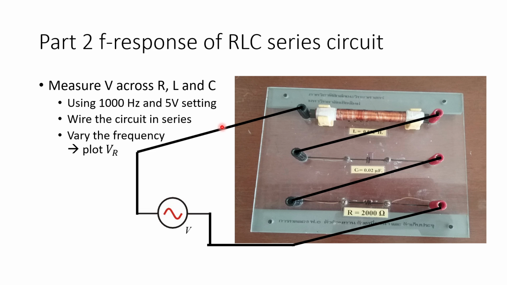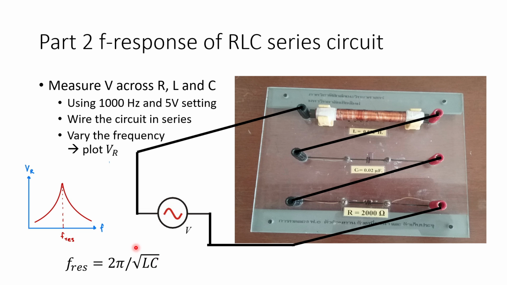And on the second part, measure the voltage across R only this time. You start with the same setup as previous, and then change the frequency to plot the voltage of R versus the frequency. We know from the previous discussion that you would have the maximum voltage across R when you reach the resonant frequency, and from there you can use the resonant frequency to calculate whether or not these are the correct L and C that you're reading from here.